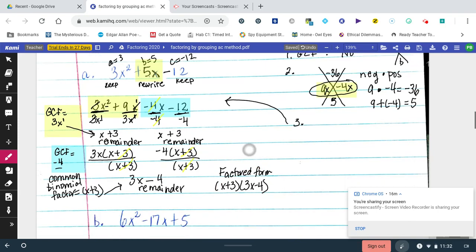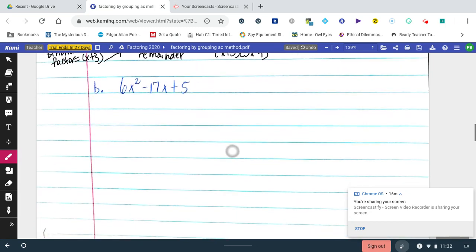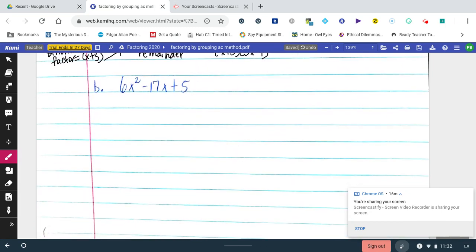All right, so let's move on to B. Let's see if they have a GCF in common. 6x squared, negative 17x, and 5. Well, just look at 6, 17, and 5. Is there anything in common? No, nothing besides 1. The first term has an x, the second term has an x.